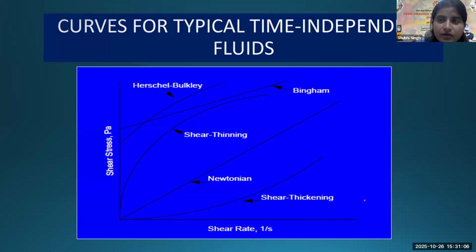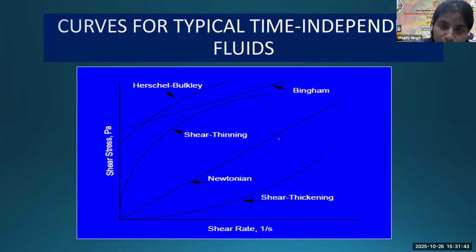so the most important curve, the graph for different types of fluids, this is a graph for Herschel-Bulkley liquid. This is the graph for shear thinning. With the increase in shear rate, the shear stress will decrease for shear thinning behavior liquids. Whereas in Newtonian liquid, it will form a straight graph. So with the increase in shear rate, the shear stress will also increase.